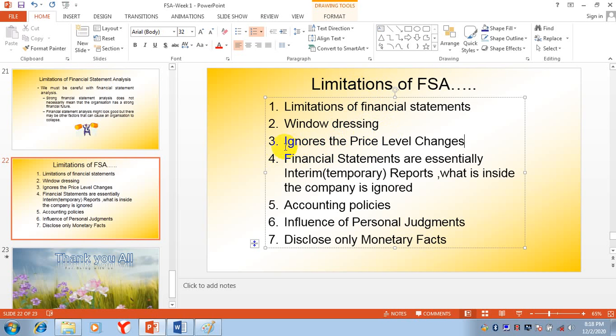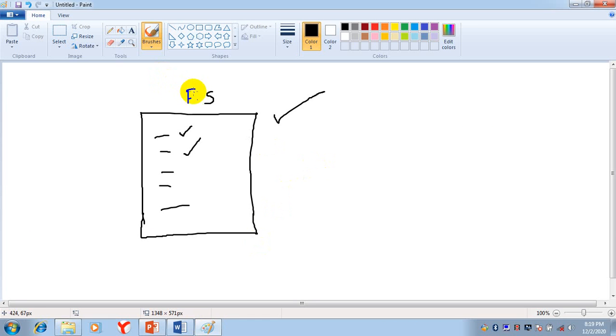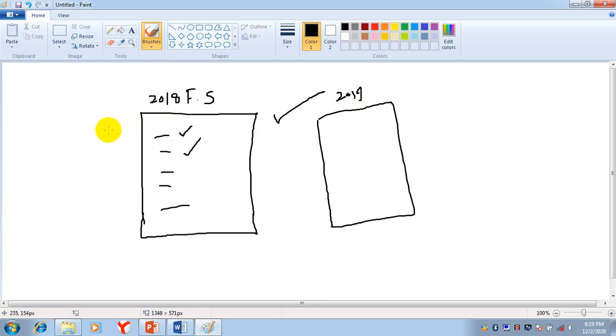The third limitation of financial statement analysis is that it ignores the price level changes. What does it mean? Suppose this is the financial statement of 2018 and this is the financial statement of 2019. In 2018, the prices were different. In 2019, due to inflation, the prices are different. You know, there is inflation in Afghanistan.